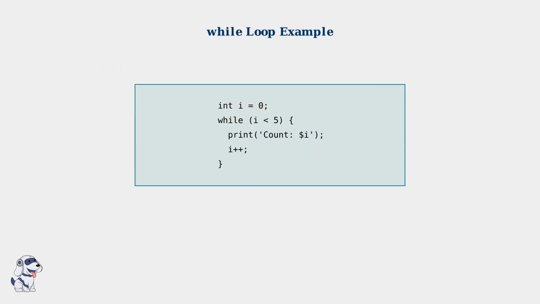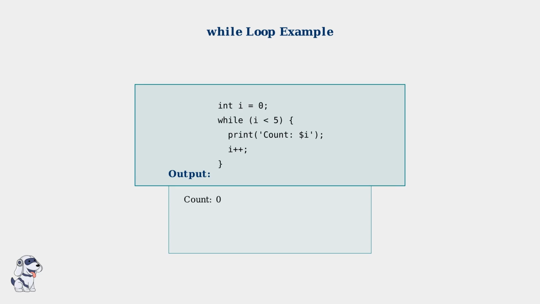We initialize a counter variable i to 0, then use a while loop to print numbers from 0 to 4. The condition i less than 5 is checked before each iteration, and we increment i inside the loop. Let's trace through this loop execution step by step. The loop will run 5 times, printing the current value of i each time, then incrementing i by 1.